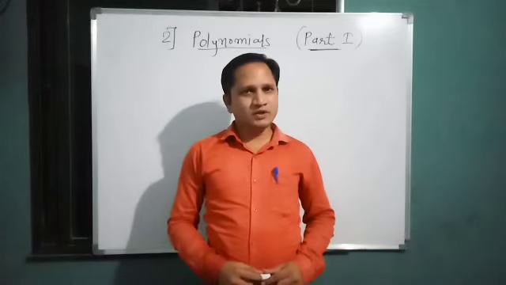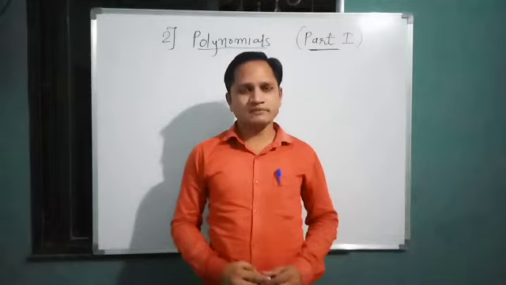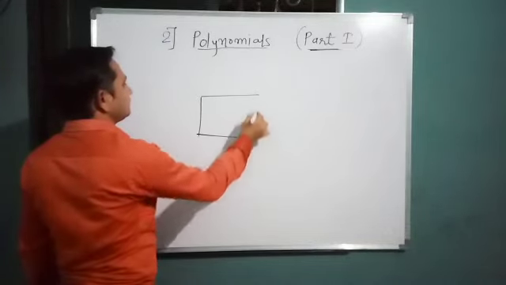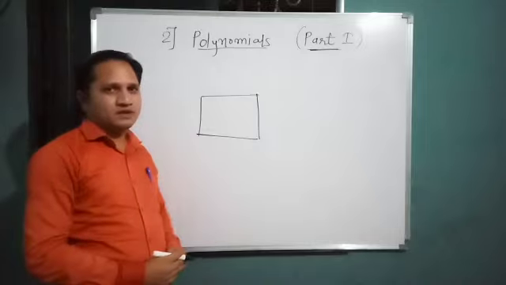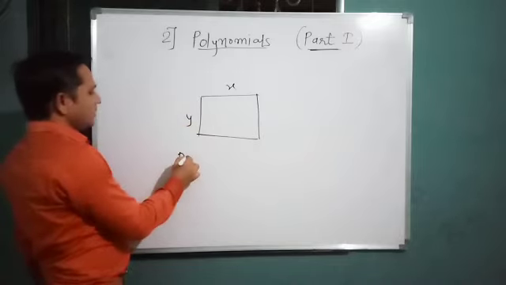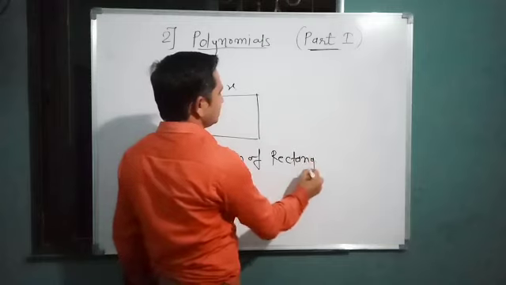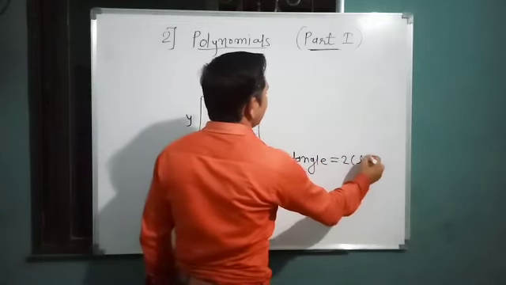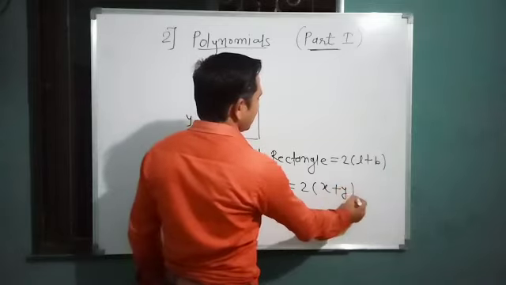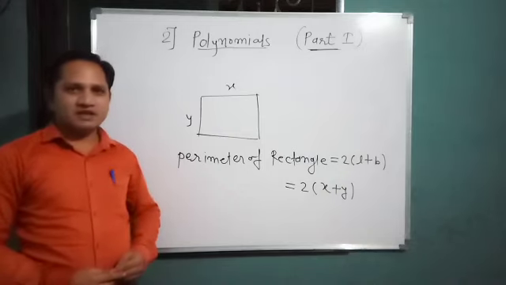We know that in algebra, first we should know what an algebraic expression is. For example, suppose this is a rectangle, and suppose this is the length x, and this is the breadth. Then the perimeter of the rectangle we can write in this way: 2 times length plus breadth. But we know that length is equal to x and breadth is equal to y. So this kind of expression is called an algebraic expression.